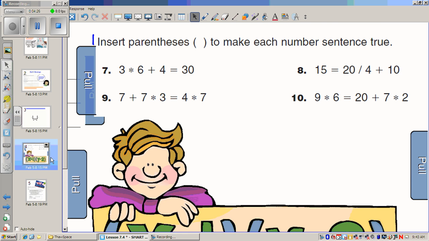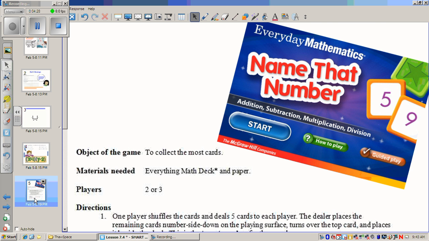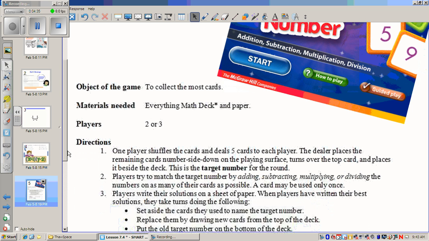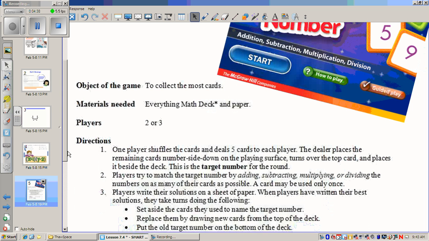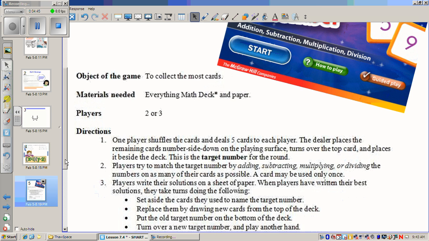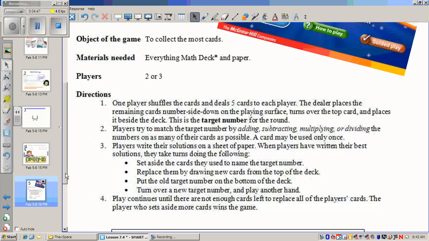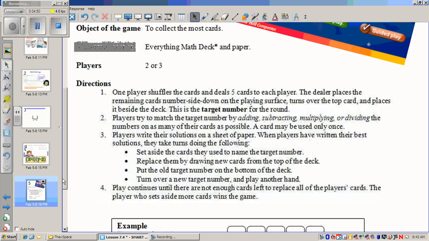Okay, let's move on. I want to explain the game we're going to be playing in class today. It says name that number. The object of the game is to collect the most cards. You're going to use a math deck of cards and paper. You're going to have 2 or 3 players. Here's how it works. One player shuffles the cards and deals 5 cards to each player. The dealer places the remaining cards number side down on the playing surface, turns over the top card, and places it beside the deck. This is your target number for the round for everyone.